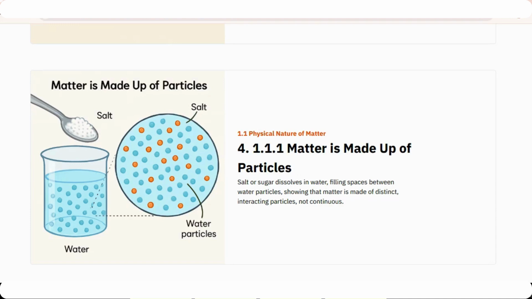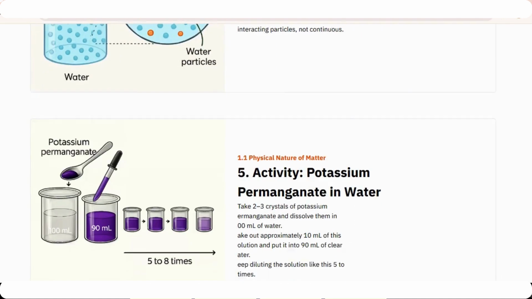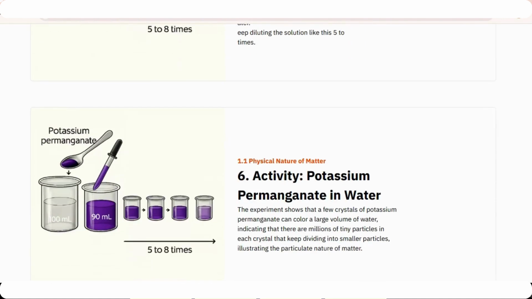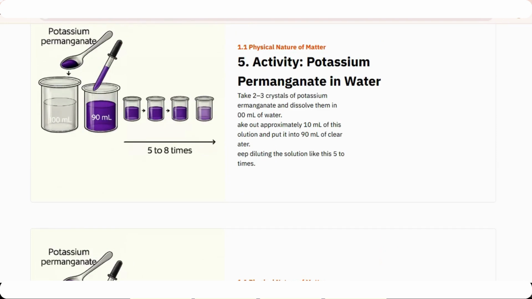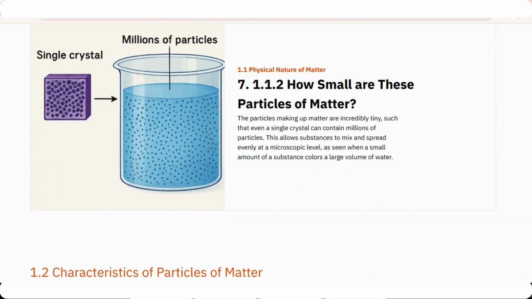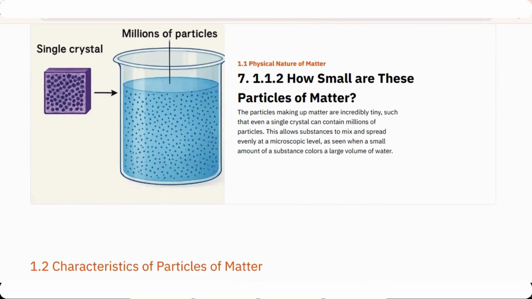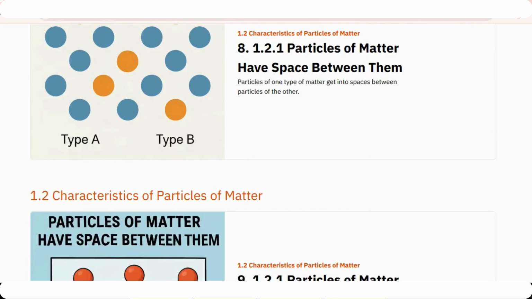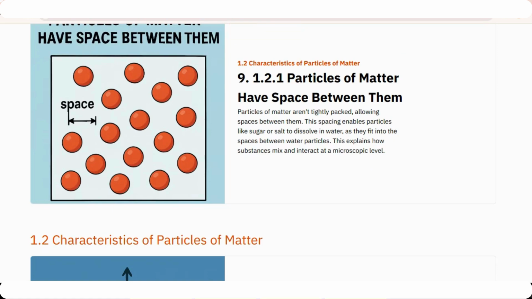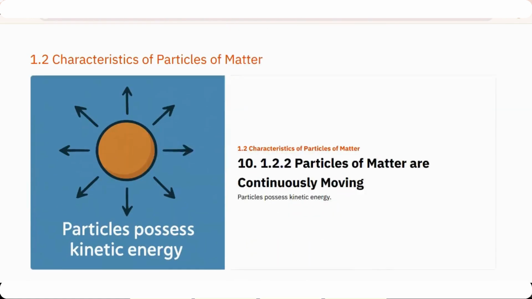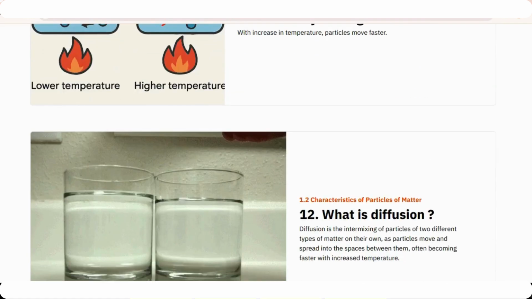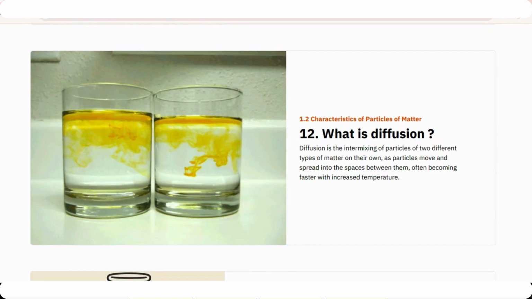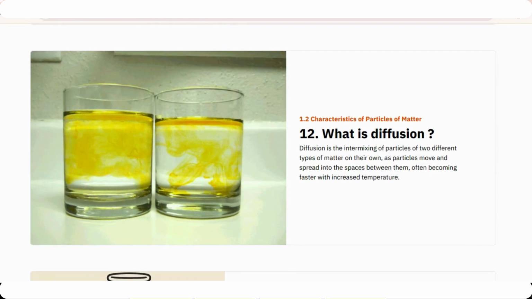Like we have a heading here, matter is made up of particles, with the picture in it, and then two activities, potassium permanganate in water. How small are these particles in matter? With a beautiful picture. Particles of matter have space between them. And just like that, it's a beautiful picture of the example of diffusion.